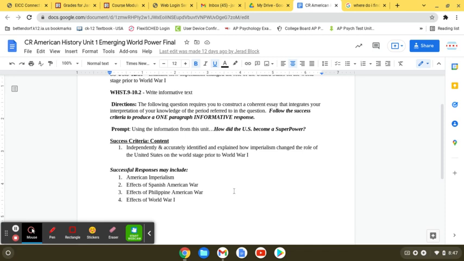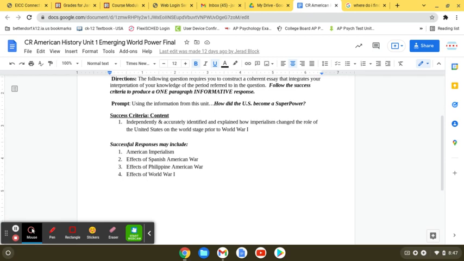Use the following prompt. Using the information from this unit, how did the U.S. become a superpower? Success criteria includes content and literacy skills. You will independently and accurately identify and explain how imperialism changed the role of the United States on the world stage prior to World War I. Your responses may include American imperialism, the effects of the Spanish-American War, the effects of the Philippine-American War, the effects of World War I.